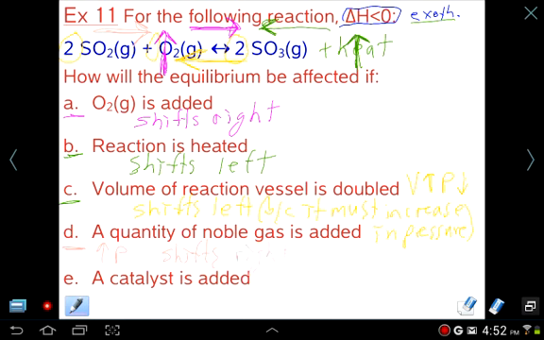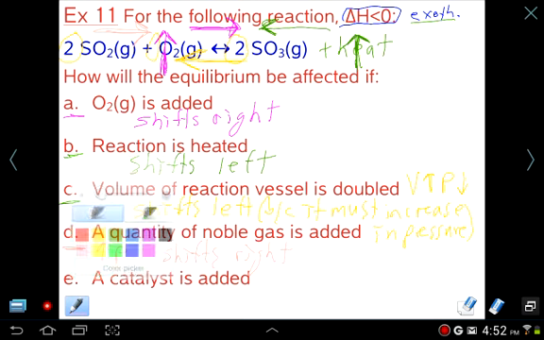Because if you add another gas to the system, you're effectively increasing the pressure of the system. You have to be careful, because sometimes a substance that's added may participate in a reaction and therefore remove a reactant. There, we would shift accordingly, but we don't have that example here.